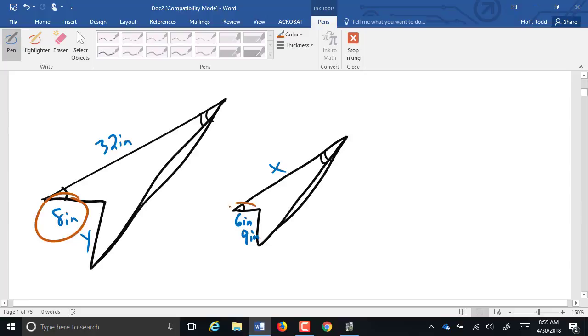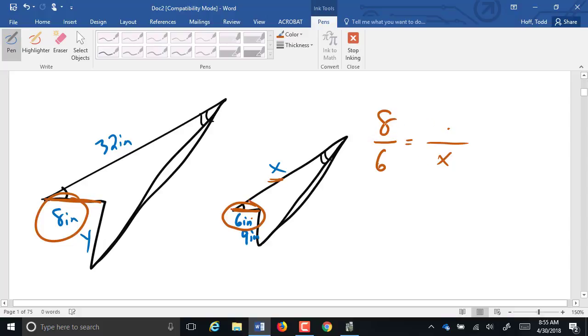8 and 6. They both represent this side right here. So we've got that relationship. 8 inches goes to 6 inches. Now let's say I want to find X first. Where does X have to go in this? Does it go with the 8 or the 6? It goes with the 6. It's from the same figure as the 6. So the 6 and the X both go on bottom because they're from the same figure.